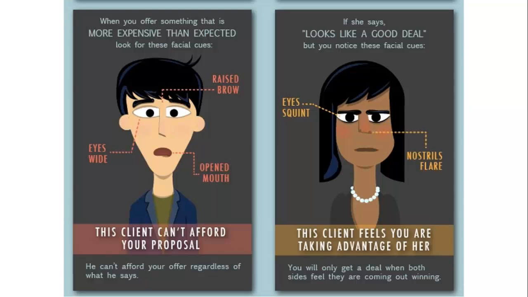Finally, nonverbal behaviors also communicate deception. So there are specific nonverbal traits that people believe are associated with lying. The pictographic on the screen shows us some of those traits in an image that's there to help business people figure out whether or not clients that they're interacting with are lying to them about their interest in doing something with the other organization. So if you look at the picture on the right, if she says it looks like a good deal, but you notice that her eyes squint and her nostrils are flaring, likely this client feels that you're taking advantage of her and you're not going to get the sale.